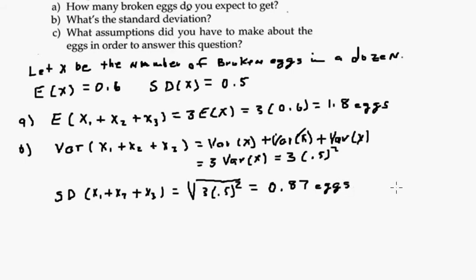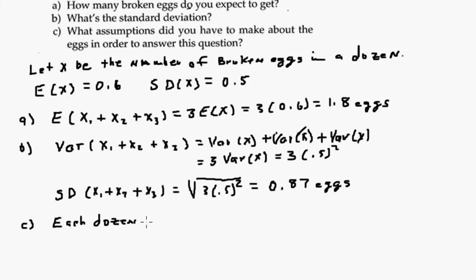Okay, so C, what assumptions did you have to make about the eggs in order to answer this question? Well, the cartons of eggs that you buy must be independent of each other. So each dozen eggs are independent.